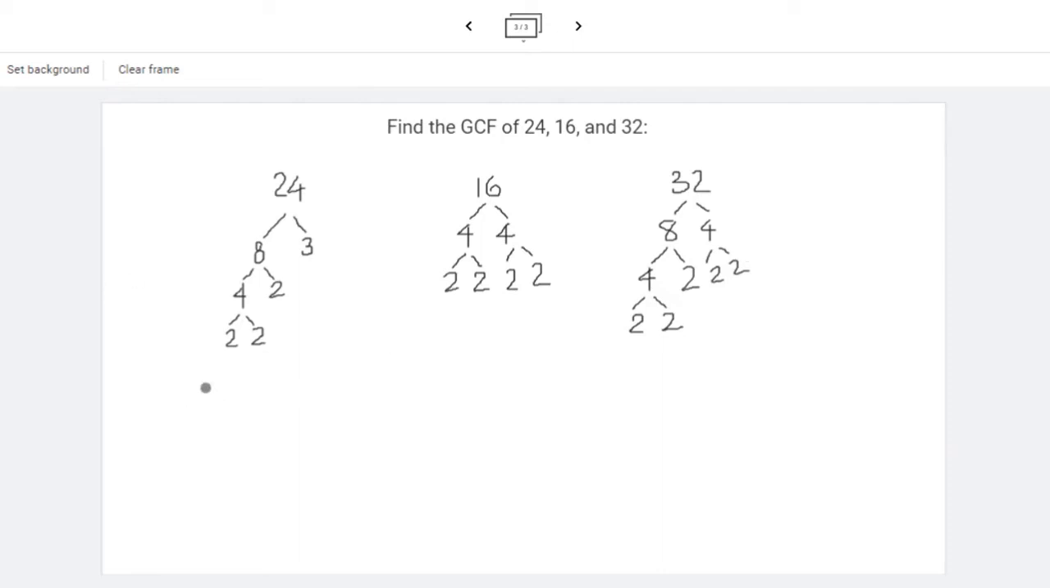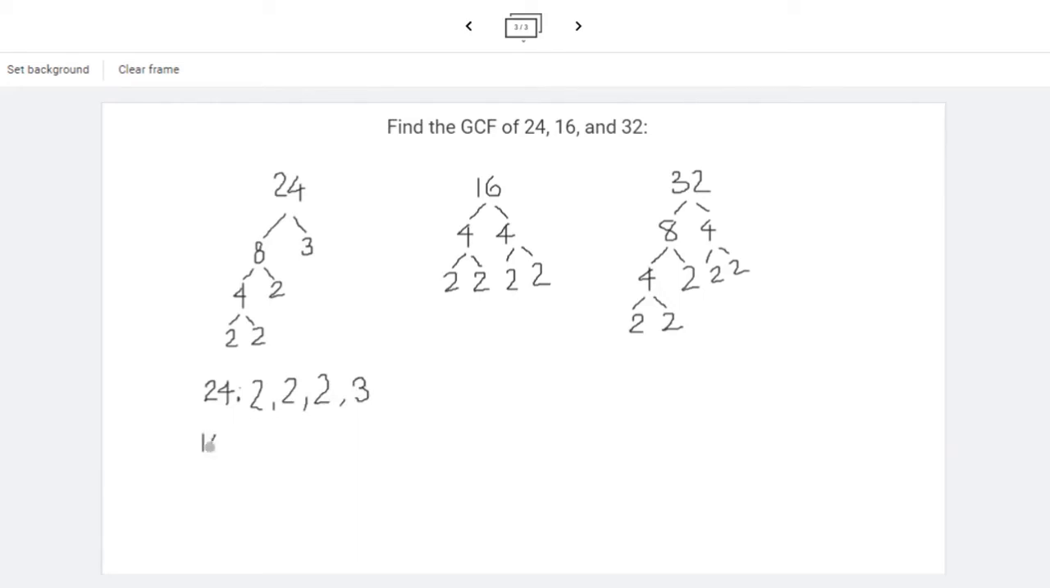So next, we're going to start writing down the ones we can't simplify further. So for 24, we have this 2 right here, this 2 right here, this 2 right here, and this 3 right there.